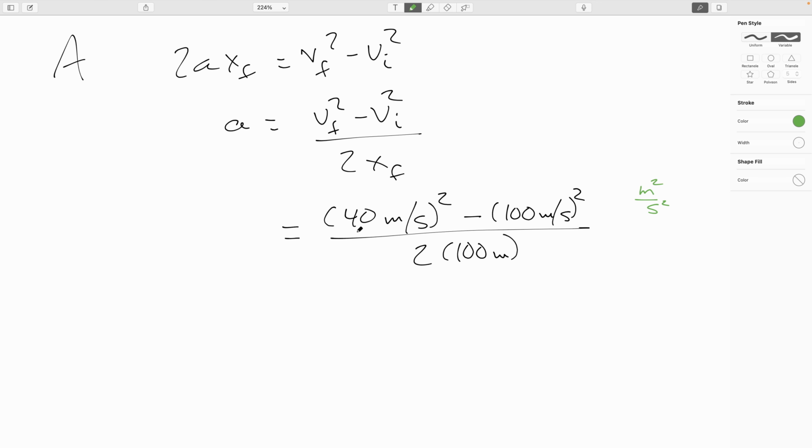We're good. So the numerator here has units of meters squared over seconds squared. The denominator just has units of meters. Well, that's good. That cancels one power of meters to leave me with meters per second squared, which are the correct units for acceleration. So that, although it's not a guarantee that I didn't make a math mistake, at least makes me feel a little bit better.